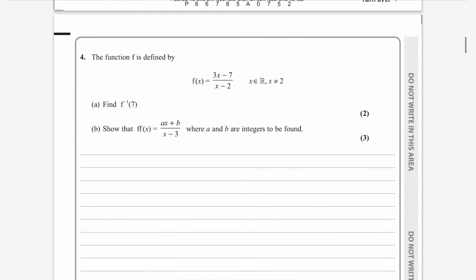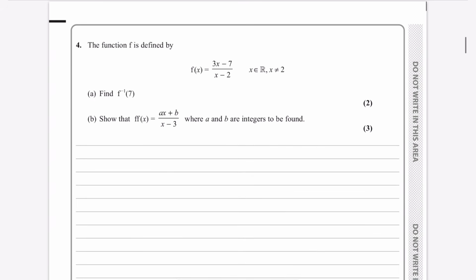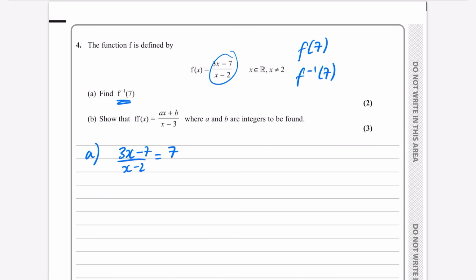Okay, next question is a functions question. Part A of the question says, find what happens when you put 7 into the inverse function. Now, this is actually just saying, find out when the function is equal to 7, because it's only a 2-mark question. You might want to find the inverse function and then sub 7 into it, but actually it's just saying make this thing here equal 7.